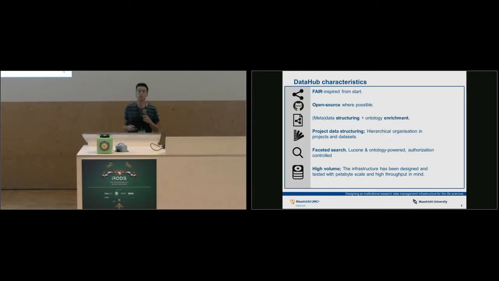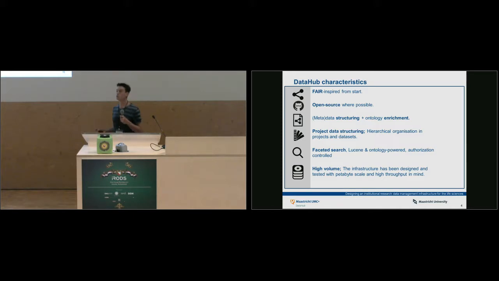So we've been working on setting up services within DataHub, and from the get-go we have been FAIR inspired, so adhering to the findable, accessible, interoperable, and reusable principles that have been published a few years ago. Coming out of these principles, an important part for us has been to structure our metadata and to enrich it using ontologies and semantics.